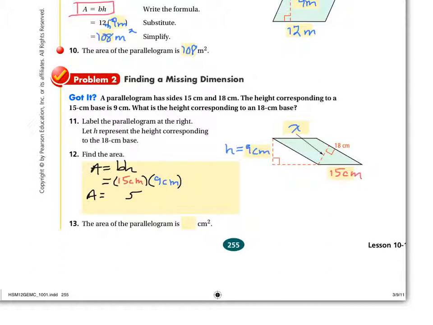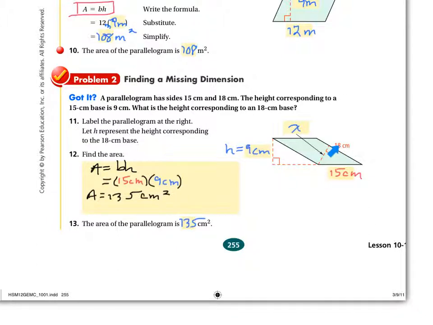9 plus the 4, 13. So it's 135. And then it's centimeters squared because you've got centimeters times centimeters. So the area of the whole parallelogram is 135 square centimeters. So before we move to the other page, the point of this problem is that there can be two heights.